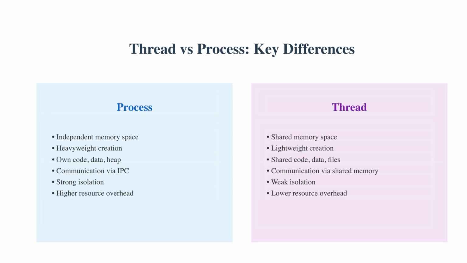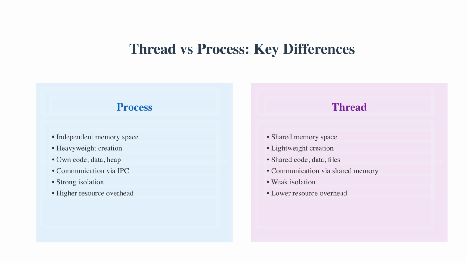Let's start with processes. A process is like having your own private apartment. You have complete independence and your own dedicated memory space. As you can see, processes have independent memory spaces, which means they're completely isolated from each other. Creating a process is heavyweight because the operating system needs to allocate separate memory, set up new page tables, and initialize various data structures.